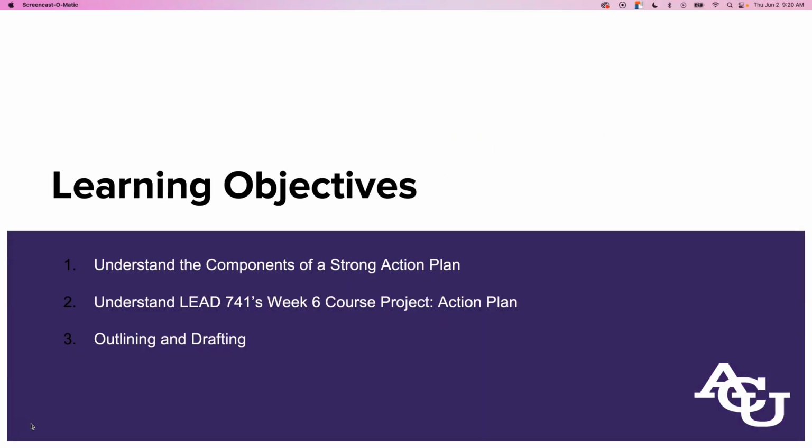Now in this webinar, we're going to be focusing on three things. First, understanding the components or elements of a strong action plan. Then we'll look specifically at the Leadership 741 Week 6 course project to write an action plan. And we'll finish with the discussion of how to apply these principles in the outlining and drafting process. How to organize and set up this paper so that you're writing exactly what you need to. No more, no less, coming in within the parameters, the assignment guidelines, and being able to do this in a reasonably concise amount of time because, of course, we all have many commitments.